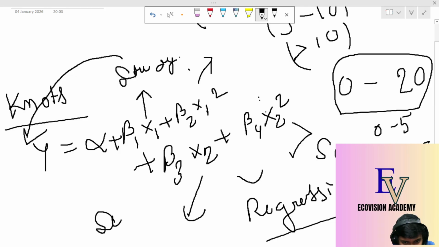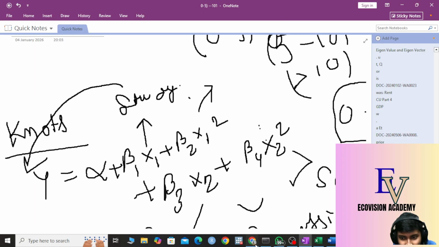What is x2? Sleep hours. And x2 square means sleep hours square, means if you sleep for more. If you sleep more, then what happens to your score? Fine. So we will go there.